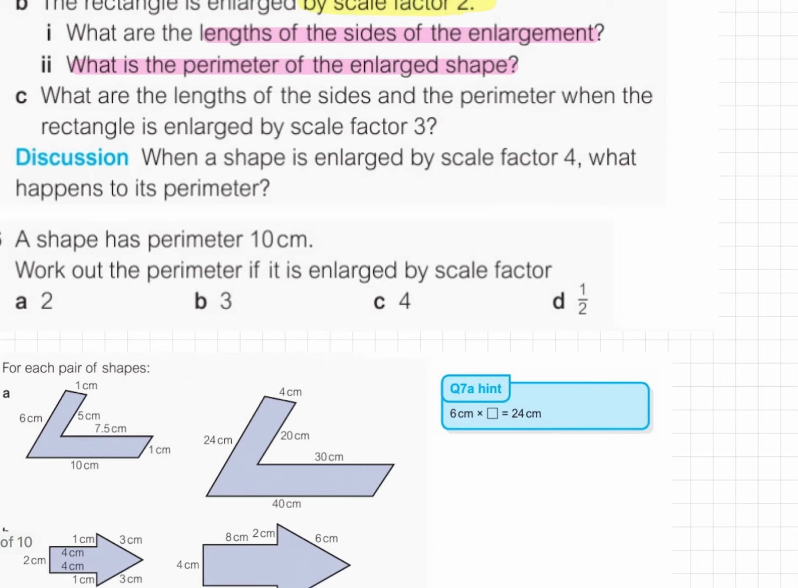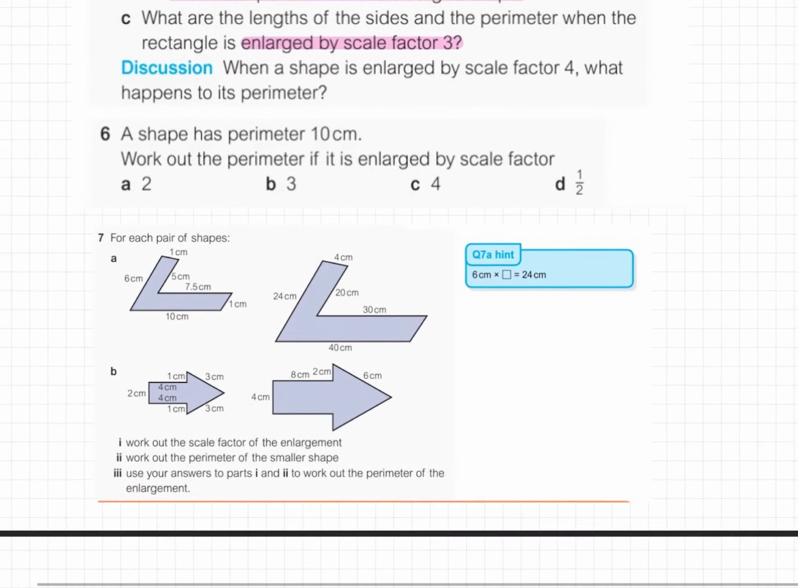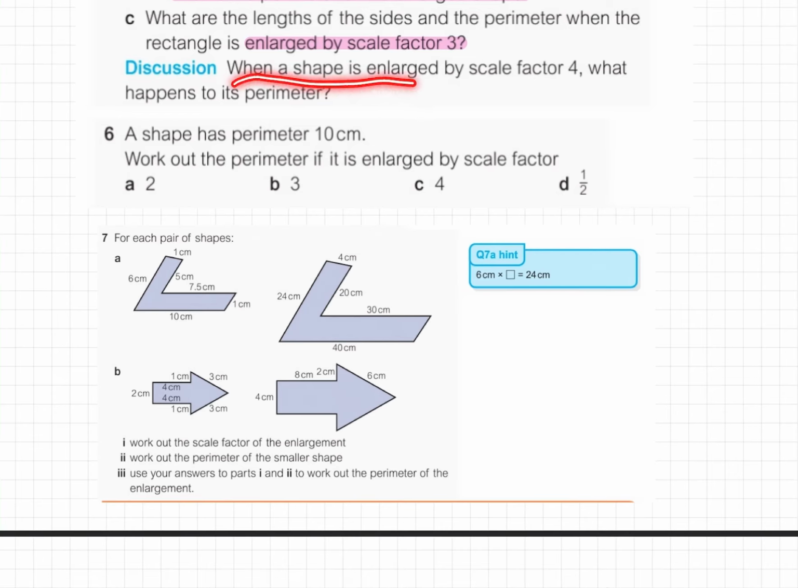And again, do the same thing with the original shape, but I want you to enlarge it by a scale factor of 3. What are the lengths going to be? So what is going to be 3 times this shape here? Okay? Again, have a think about this. Maybe write me a small sentence, what you're thinking.